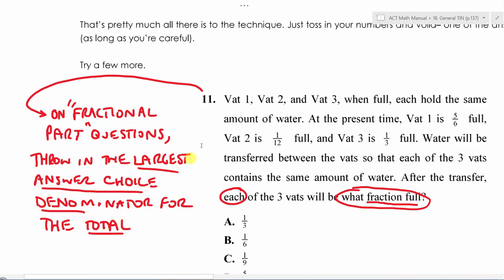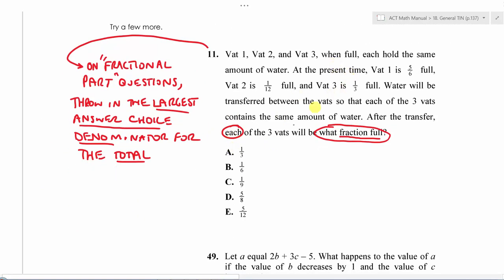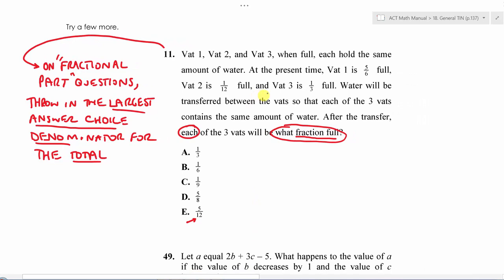Now, I know that it might not be obvious what that means, so let's start working through this and you'll see what I mean. The answer choices have denominators 3, 6, 9, 8, and 12. So there's your largest denominator. So we are going to make that the total capacity of the vats. We're going to say Vat 1, Vat 2, and Vat 3 have a capacity of 12, and that's 12 gallons, or the units don't really matter, but let's say gallons. So when full, they each hold 12 gallons of water.